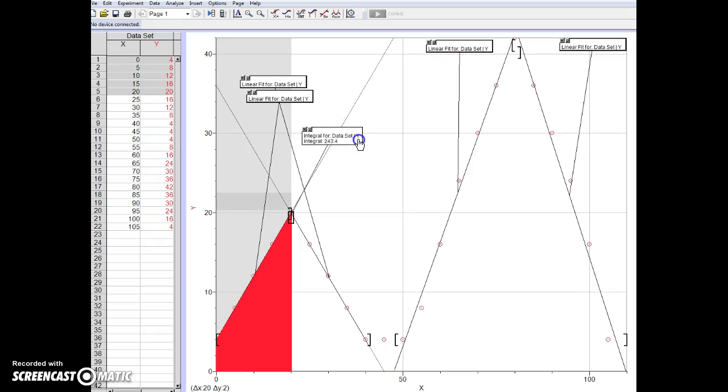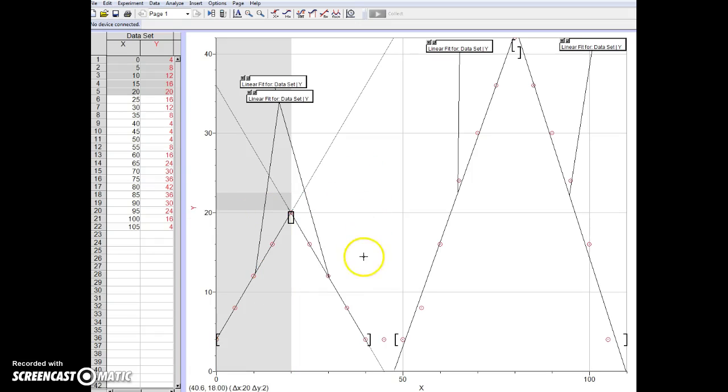Now what we see here says the integral for data set Y is 243.4. What that means is that when you multiply each of the various y values by the incremental value of x and add them all together, you get 243.4. There's no unit given because we didn't set a unit on either the x or the y axis.